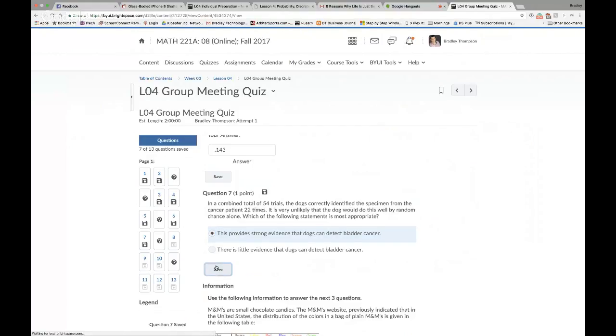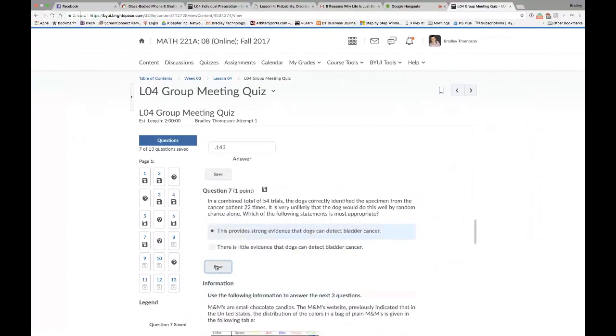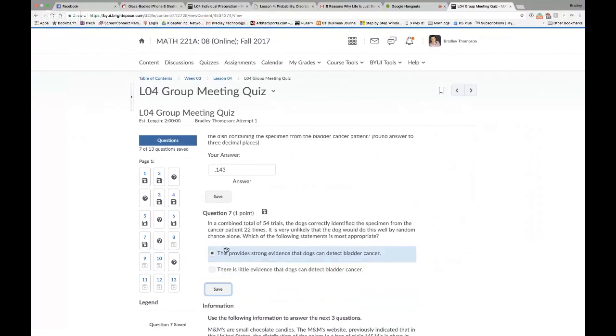Let's see. Provide strong. That's about 41%, which is like 4 times higher than 1 divided by 7. If it was random, it would be 14 times out of 100, and this is about half of that. So you'd expect about 7 times out of 50, and it's doing 22 times out of 50. Yeah, so that makes sense.